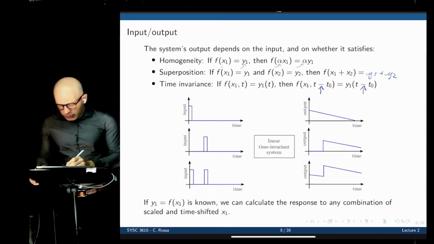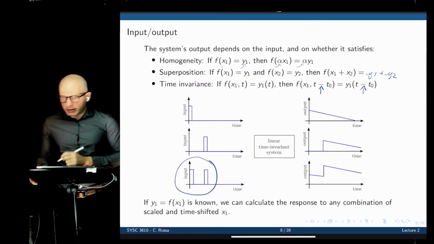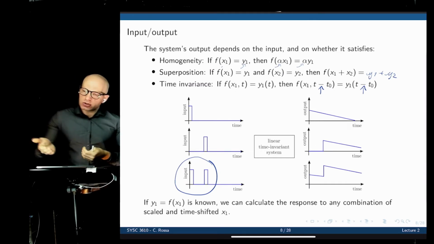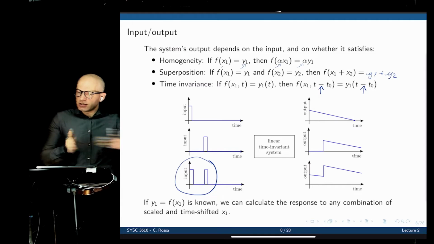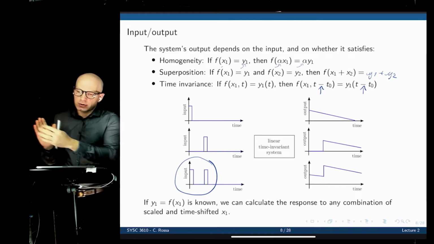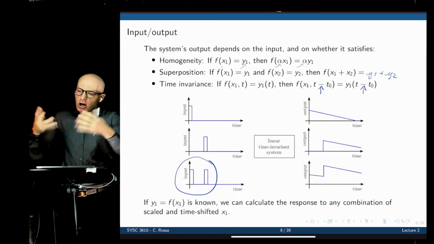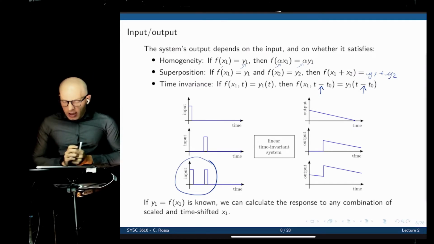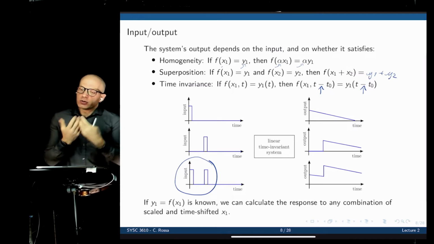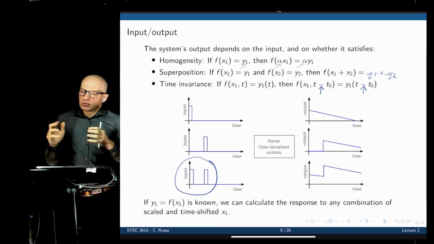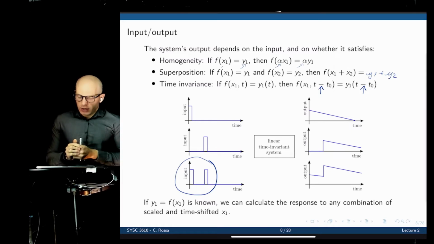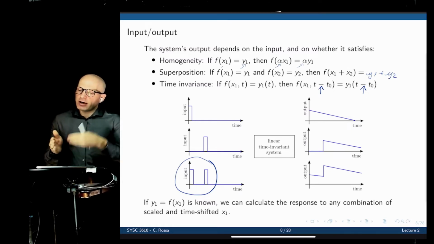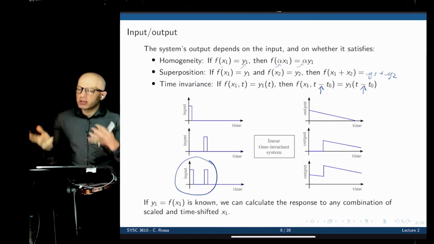So when you look at the input like that, 2 strikes, if you know the response for 1 strike, we know the output of the system for an undefined number of strikes, because it's simply a linear combination of that same input. This is to say that if we know the response of a system to a simple input, we can define the output of the system for any combinations of that input.